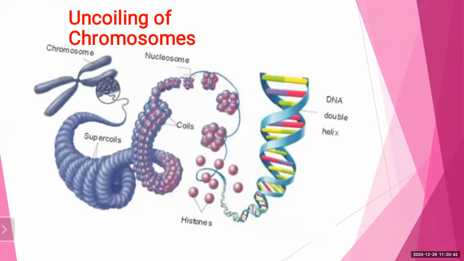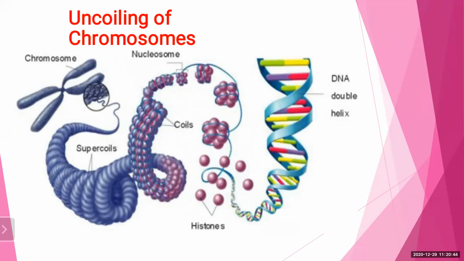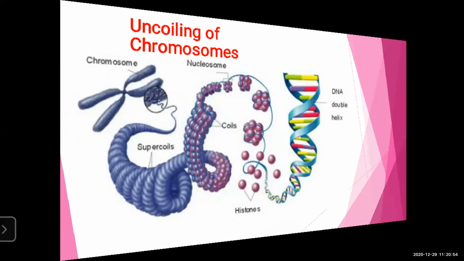And coiling of the DNA. The DNA is coiled around the histone proteins, which is coiled again and again to form a coiled structure, and then it finally forms a chromosome.